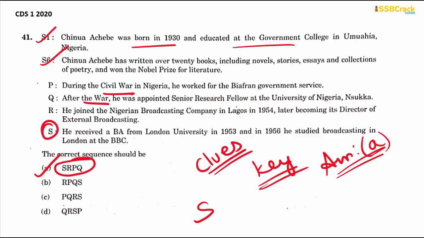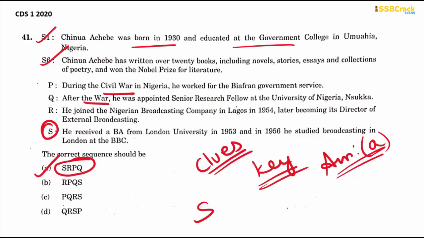So after the war, he was appointed Senior Research Fellow at the University of Nigeria, Nsukka. And then comes, after Senior Research Fellow, his literary work: 20 books, novels, stories. So you see, there is a logical connection. And this is your answer. Now you're definitely sure this has to be your answer. It took less than 1 minute for me to find the key and the answer. So you need to solve ordering of sentences questions with a sharper mind, with effective steps and tricks.